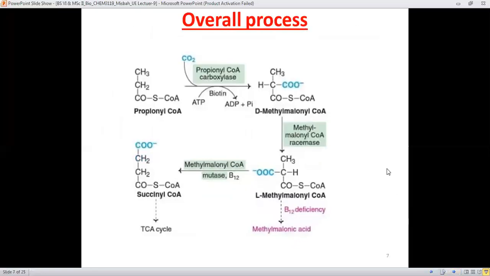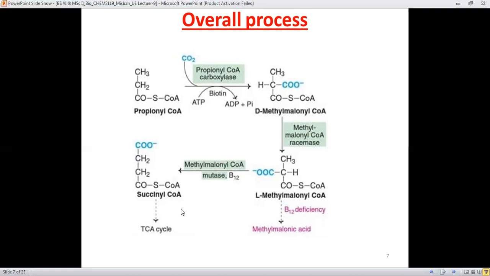Here is the overall process of beta oxidation, which is the last step for the odd number containing fatty acids. After the propanoyl CoA functionality, the first was the carboxylation, and second was the inversion of the configuration, and lastly was the transfer of the functional group, which was the carboxylic acid, from the asymmetric carbon to the terminal carbon.